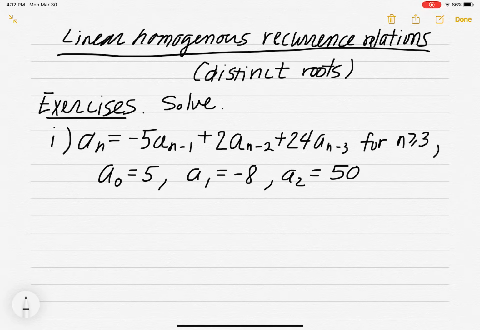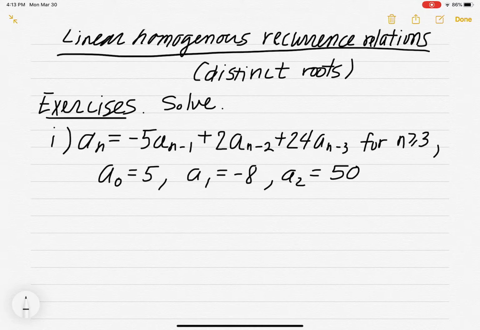We'd like to continue working with linear homogeneous recurrence relations. We're going to do some more examples where the roots are distinct. The roots of the characteristic equation are distinct.